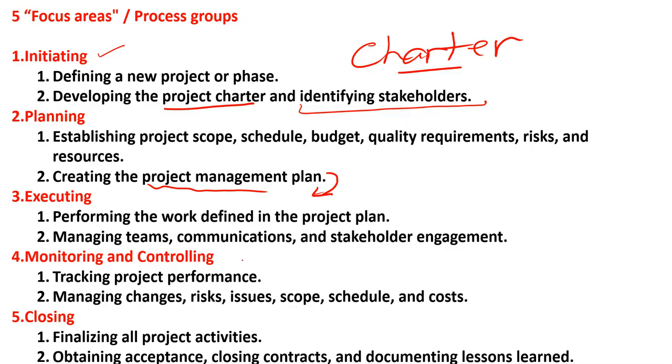In monitoring and controlling, normally what we do is compare: in execution this is our actual work, in planning this is the plan, so we compare the actual work with the planned work. If there is some variance, then we have to find out the root cause, why there is the variance, and take the corrective action. We do all this in monitoring and controlling. When everything is okay, we have to close the project. In closing, we finalize all project activities, obtain acceptance, close contracts, and document lessons learned.